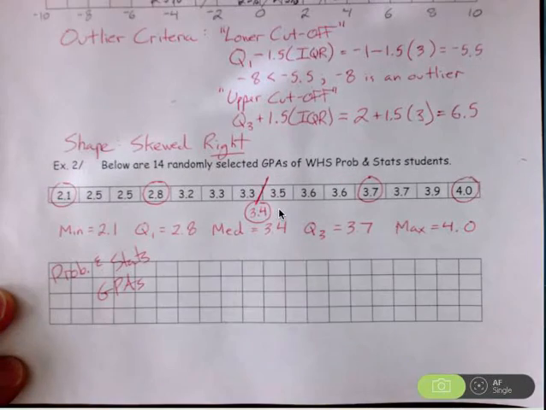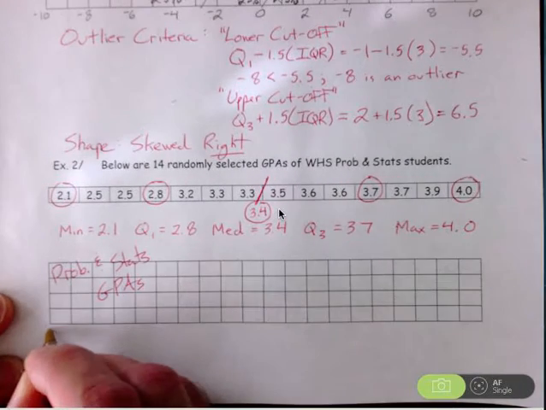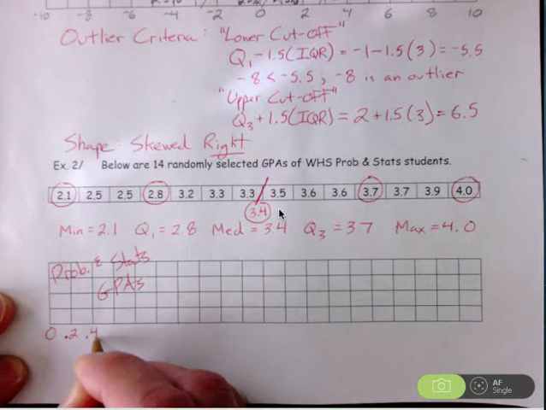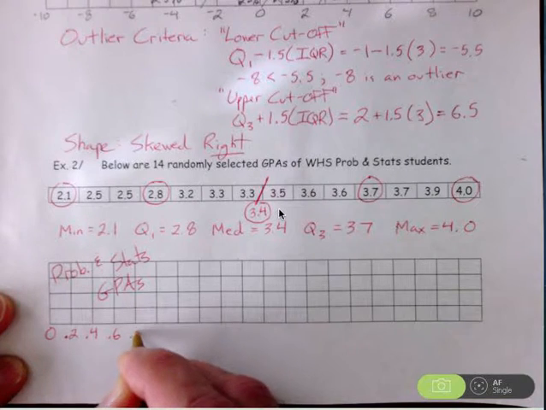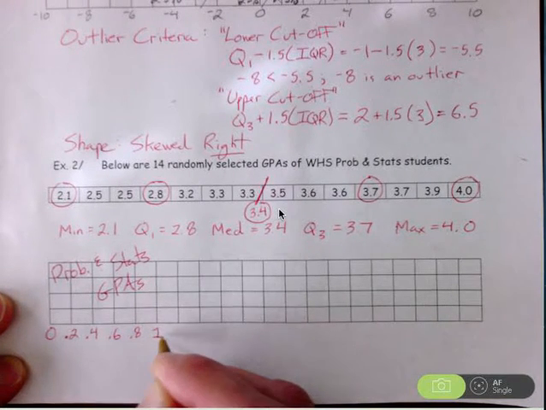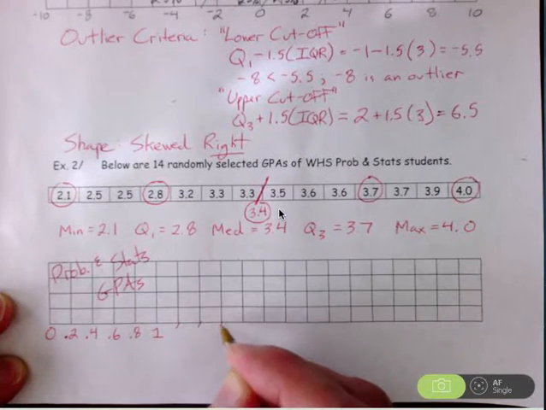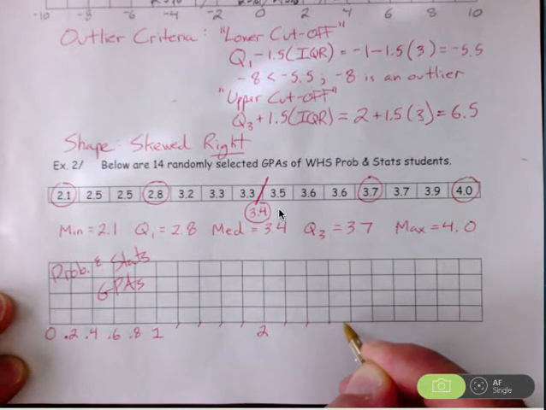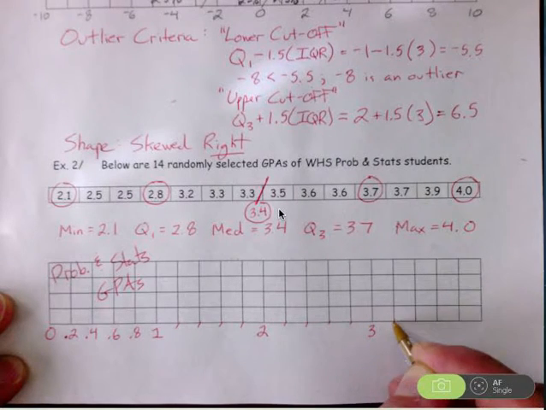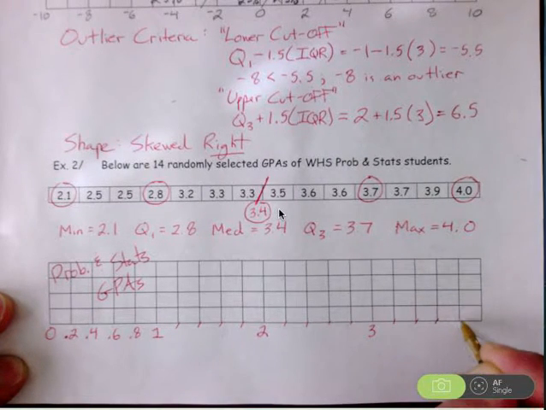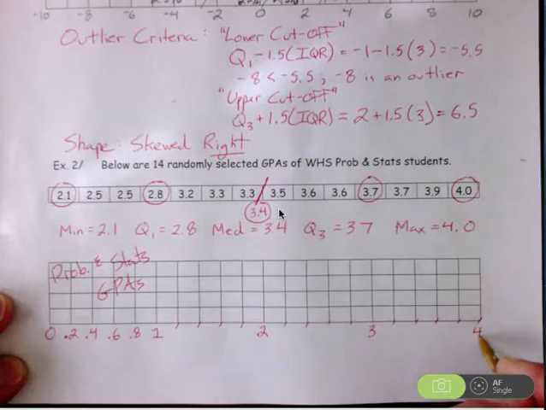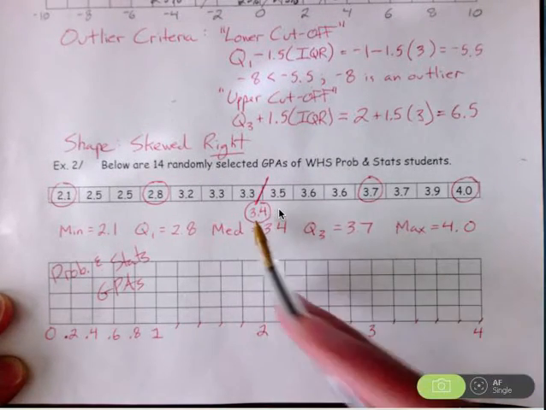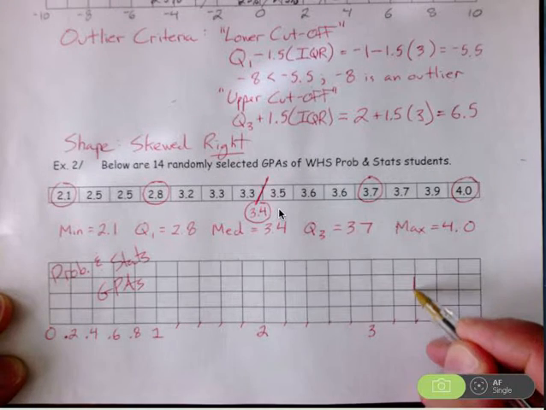To keep things simple here, I'm going to start with a 0, and I'm going to use a scale of 0.2. So 0.2, 0.4, 0.6, 0.8. Here's 1. 0.2, 0.4, 0.6, 0.8. Here's 2. 0.2, 0.4, 0.6, 0.8. There's 3, and so forth. And there's 4. So to create the box, I'll put a bar at 3.4 for the median. So here's 3.4.